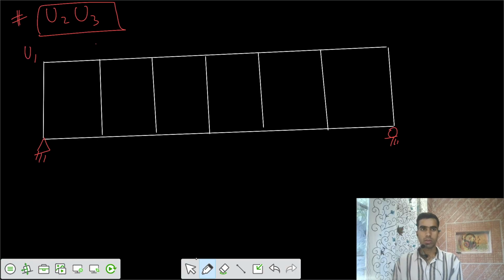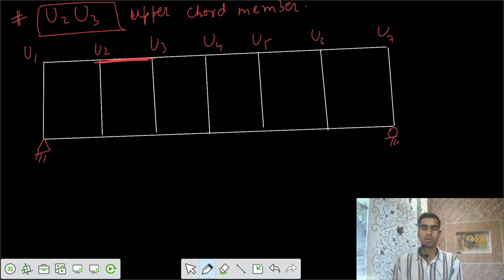Let's say this is U1, U2, U3, U4, U5, U6, U7. These are the upper chord members. U2, U3 is one of the upper chord members. And on the bottom we say L1, L2, L3, L4, L5, L6, L7.